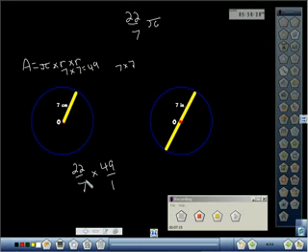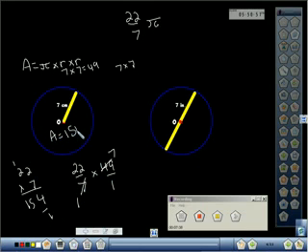Okay, over 1. 7 goes into 7 once. 7 goes into 49 7 times. So now we have 22 times 7. 7 times 2 is 14. Carry the 1. 7 times 2 is 14 plus 1 is 15. We get 154. So that would be over 1. 1 times 1 is 1. So our area equals 154 centimeters.